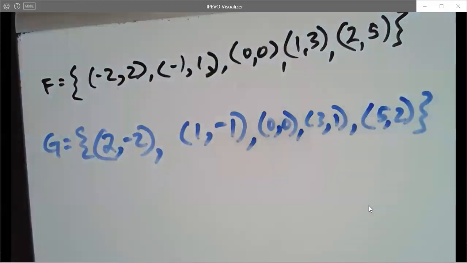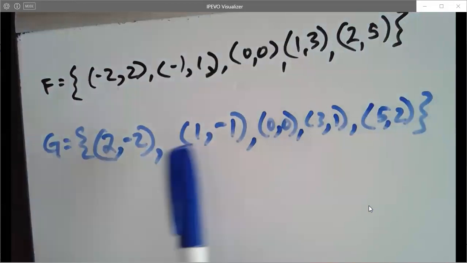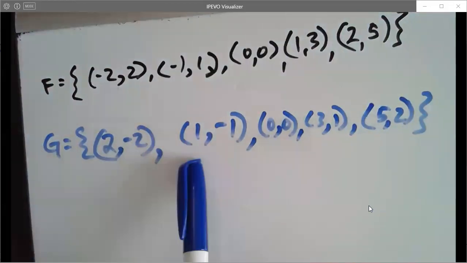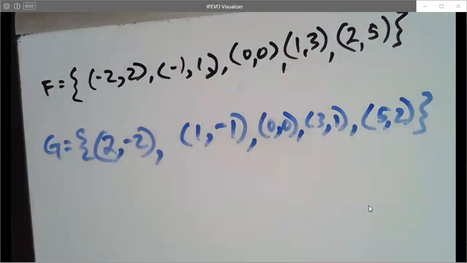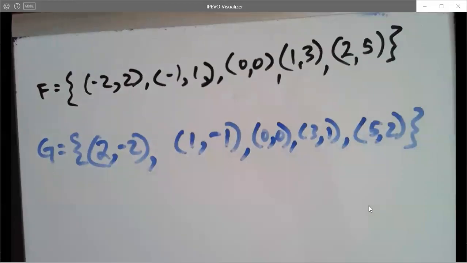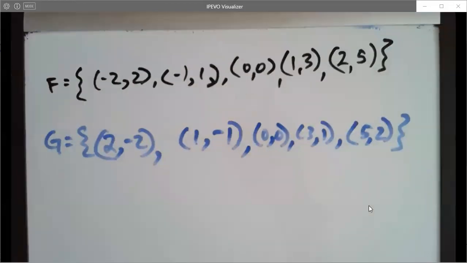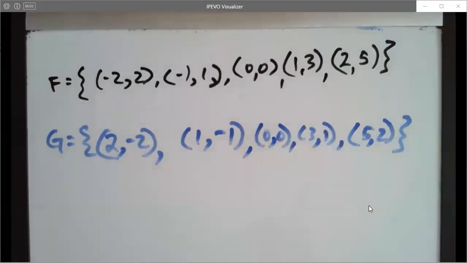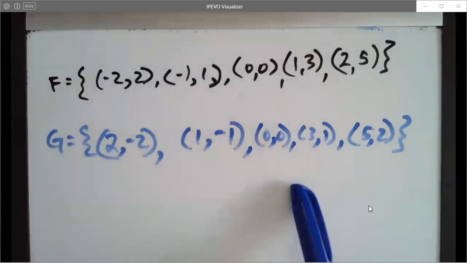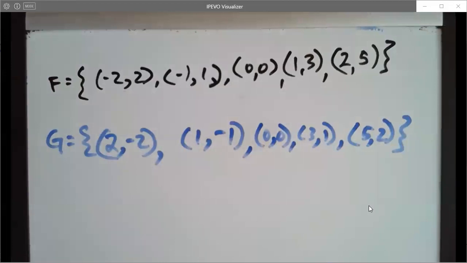So we use inverse functions to help us solve problems. In arithmetic, subtraction is the inverse operation of addition. Division is the inverse operation of multiplication. So with functions, we can come up with an inverse, and we can use that to solve problems.